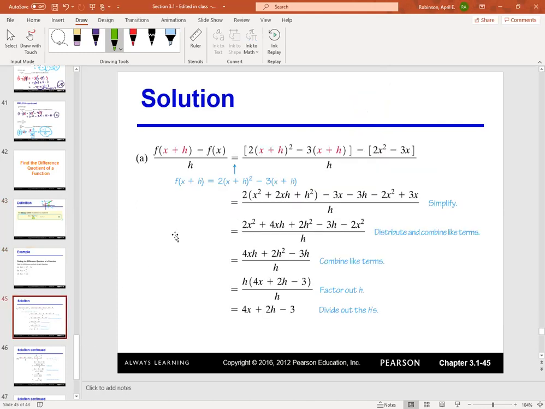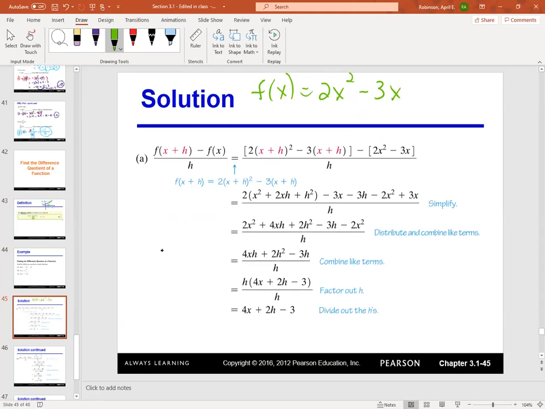So basically, you're just plugging and chugging the x plus h into the function. And on part A, the original function for f of x was 2x squared minus 3x. And you can see that they have placed an x plus h where this x is, and an x plus h where that x is. And of course, back here is minus the entire function of f of x, which is back here. But up here, you had to plug in x plus h, where the x's are.